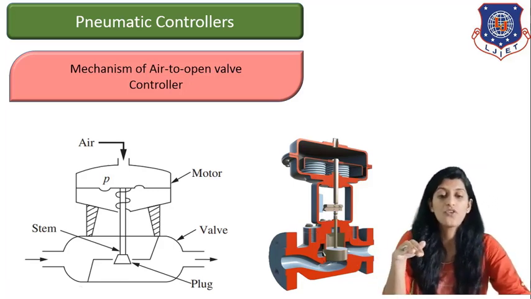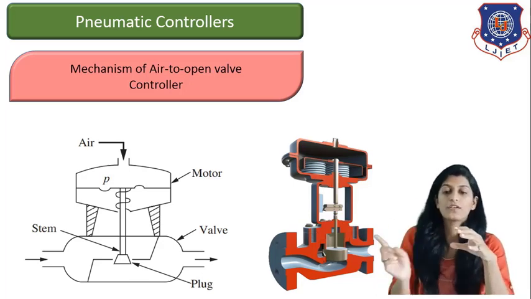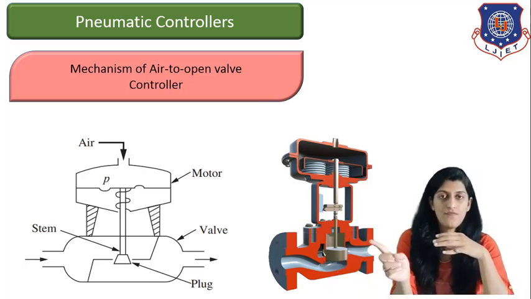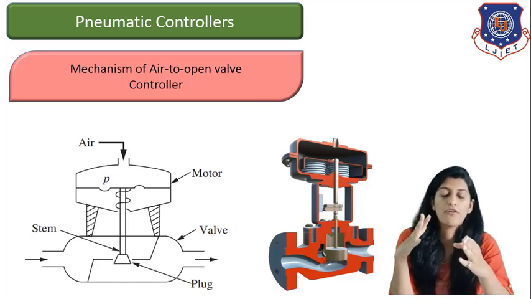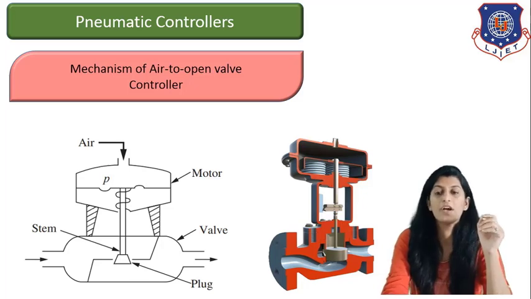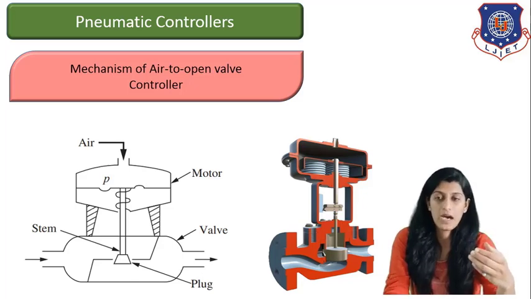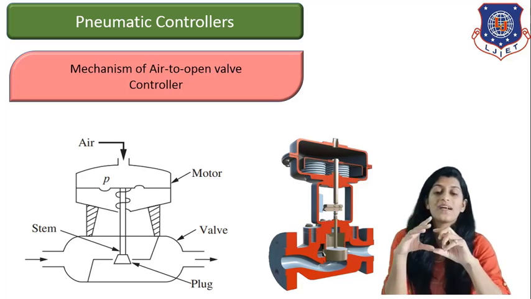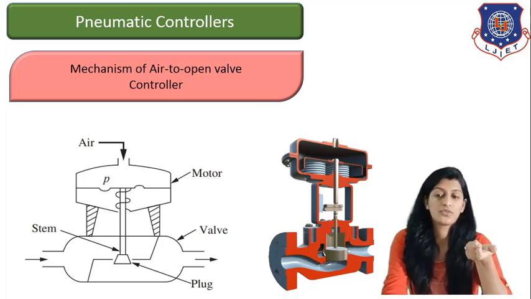Once they move downward, it will generate a space or opening for the fluid to move from this section of our valve to the other section of the valve which is connected to the pipe, and hence there will be smooth flow of liquid between both sections of the valve. So this is the mechanism of the air to open valve, where we are simply inverting the position of the plug to get the air to open mechanism, right?